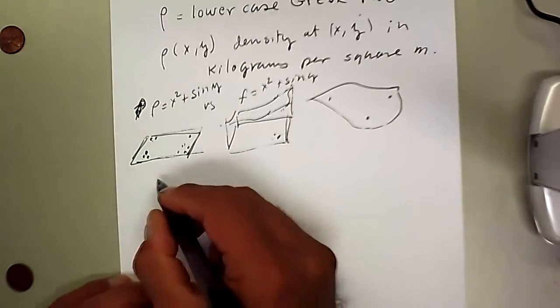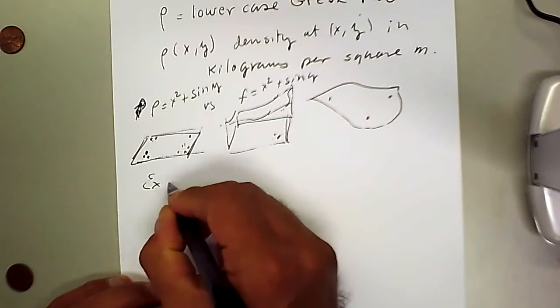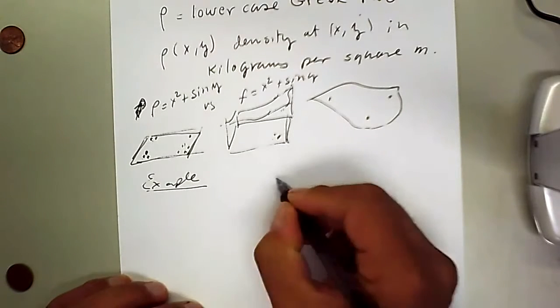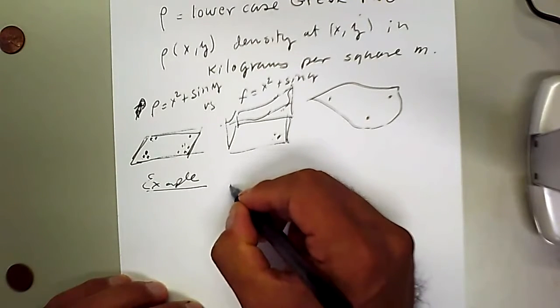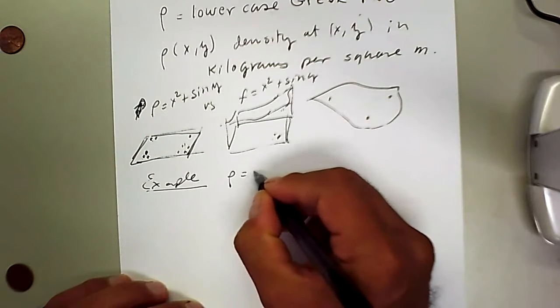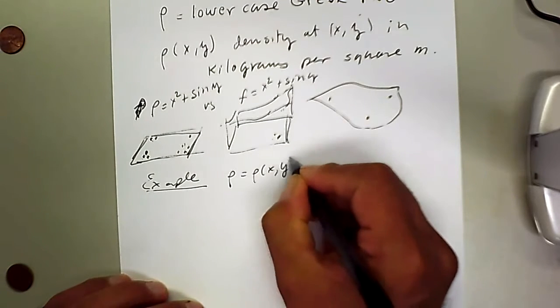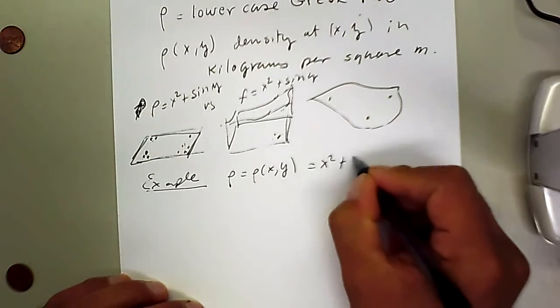Let's do an example. Okay, so assume that rho, the density of x, y, is x squared plus y squared.